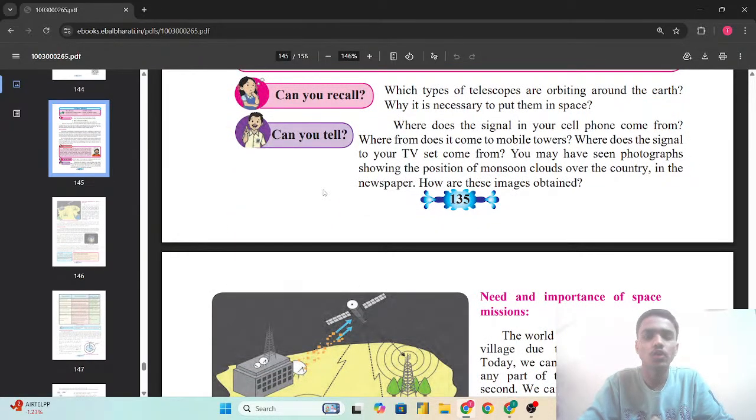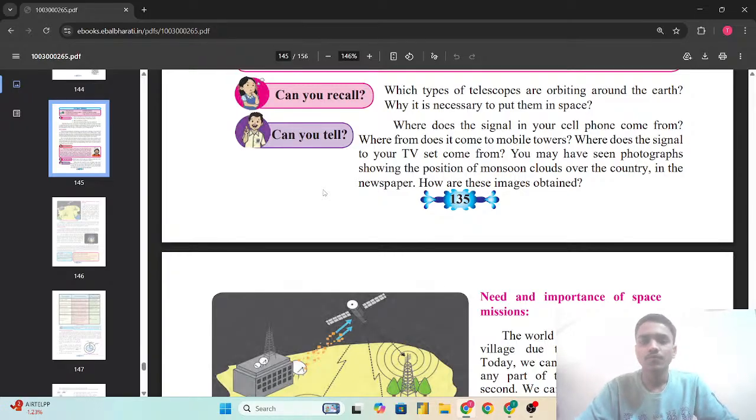So next, can you recall which types of telescopes are orbiting around the Earth? Why is it necessary to put them into space? There are different telescopes, like the Hubble Telescope and the Cassegrain Telescope, which we have studied in class 9th. So why is it necessary to put them into space? One main reason is for the close observation of the different astronomical objects placed in the solar system.